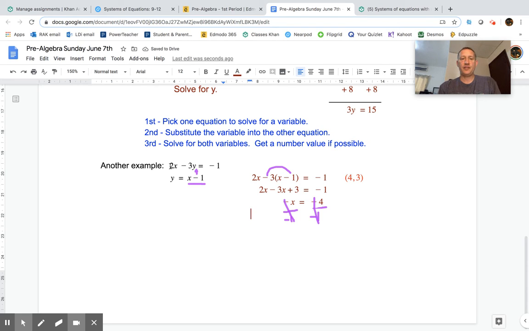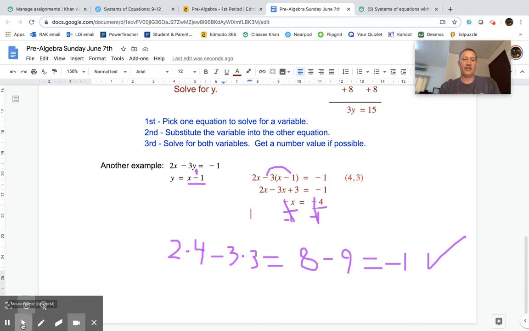Now if I plug 4 and 3 into the top equation, it should also work, right? This is the way to test to see if you did it right. 2 times my x value minus 3 times my y value, so it'd be 3 times 3. That should equal negative 1. Let's see if it does. 2 times 4 is 8. And 3 times 3 is 9. Remember, order of operations, multiply before you subtract. 8 minus 9 is negative 1. We did it. That is correct. So that's how you can test to see if you have the right answer.